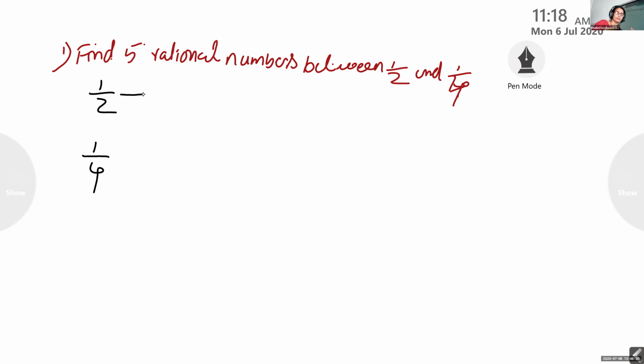Denominator of 1 by 2 is equal to 4, how? By multiplying the numerator and denominator by 2. If you are multiplying, you have to multiply both the numerator and the denominator. So it will be 2 by 4. Now the rational numbers between 2 by 4 and 1 by 4.